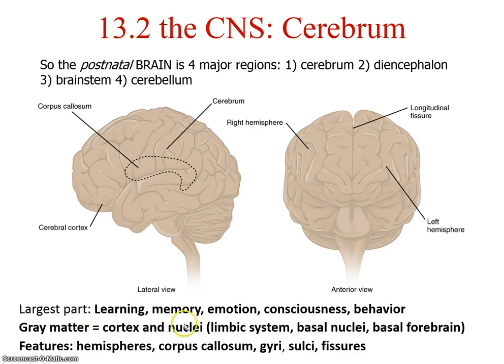And then within the brain tissue, the cerebrum, there are nuclei. These are clusters of neuronal cell bodies, unmyelinated parts of the neuron. And this includes ones like the limbic system, the basal nuclei, and the basal forebrain. Features of the cerebrum are the hemispheres, the corpus callosum, which is going to join the two, and we'll see this in a different view in a little bit.